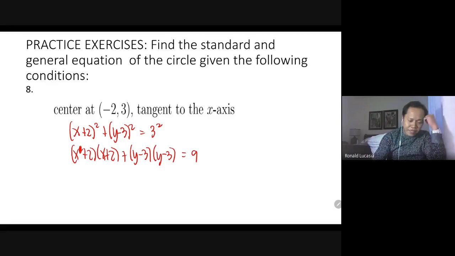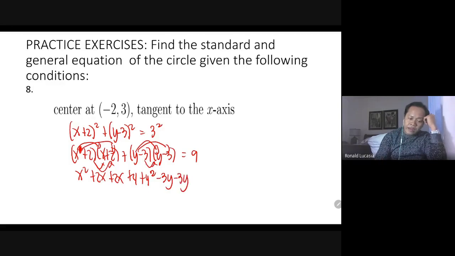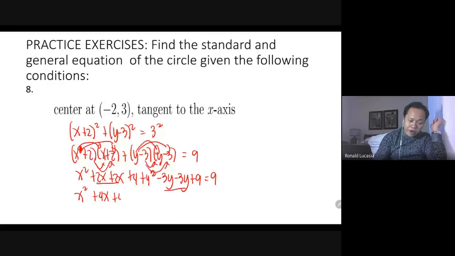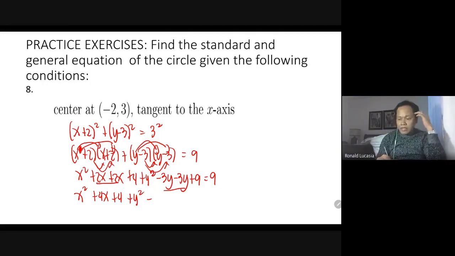And I'll expand first. So x times x is x squared, x times 2 is 2x, 2 times x is 2x, this is 4. Y times y is y squared, y times negative 3 is negative 3y. Negative 3 times y is negative 3y, negative 3 times negative 3 is positive 9, equals 9. Combining similar terms: x squared plus 4x plus 4. Bring down y squared. Negative 3 minus 3 gives us negative 6y.